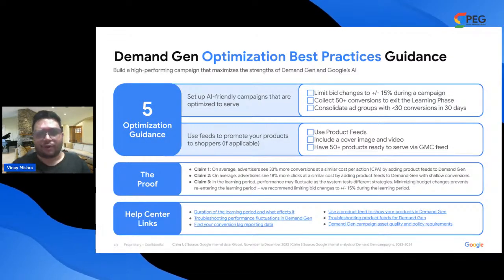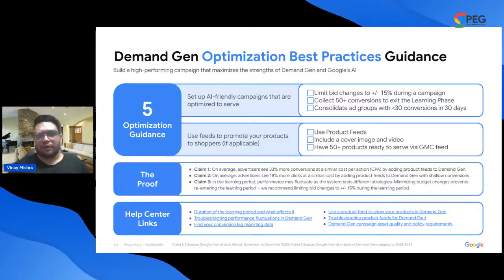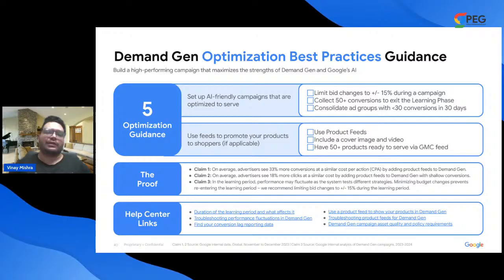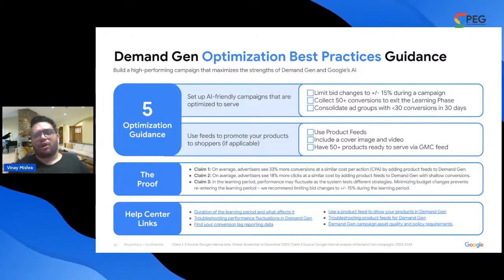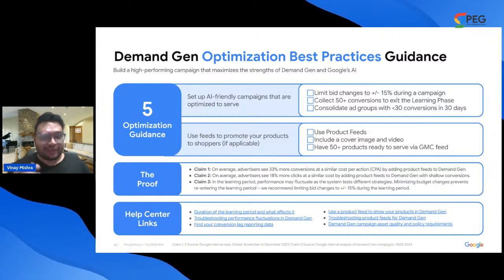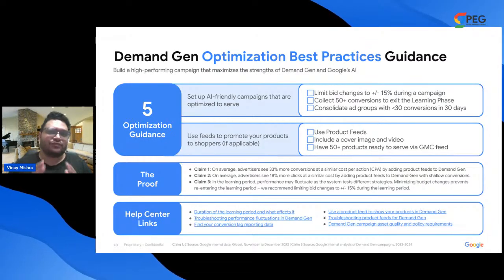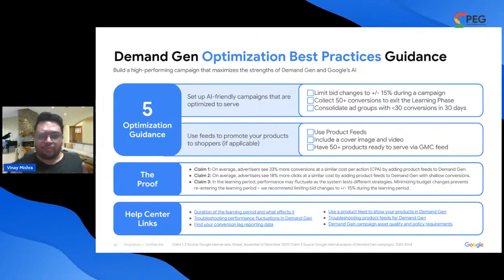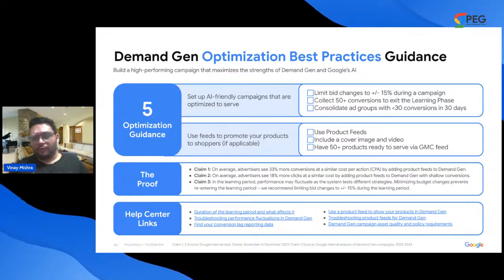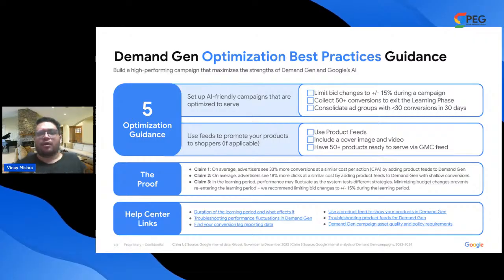And when we're talking about your Demand Gen optimization best practices guidance, here it is very important how we are planning to incorporate changes. When we're talking about any specific changes to your bid, it is very crucial. So please make sure that you limit your bid changes to plus or minus 15% during a campaign, because anything beyond that is a very significant change, and the campaign might take a lot of time to process this change and act accordingly, right?